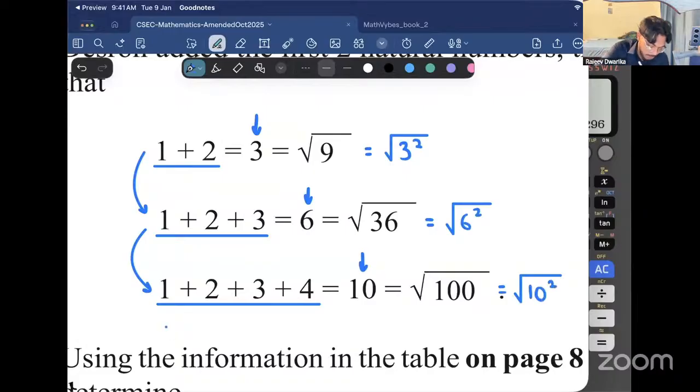So if we were to continue this, and let's just say we're going up to 5, what would that be equal to? What is 1 plus 2 plus 3 plus 4 plus 5?